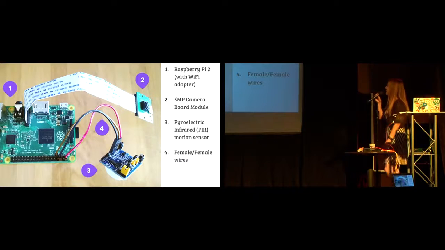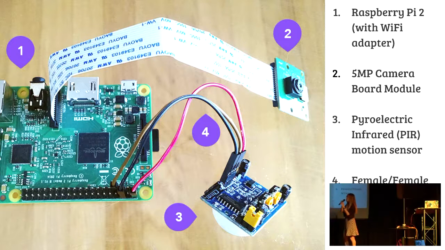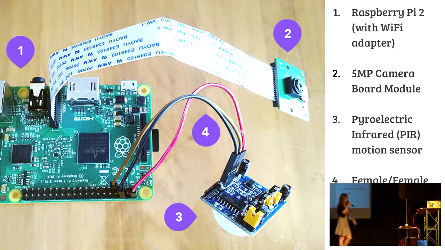I didn't do anything special here. This doesn't even require soldering, and you don't even see a breadboard here, right? Because I can just plug the wires straight into the GPIO pins here. And the camera module comes with a ribbon and a slot, so you can just pop it in. It's really simple hardware.